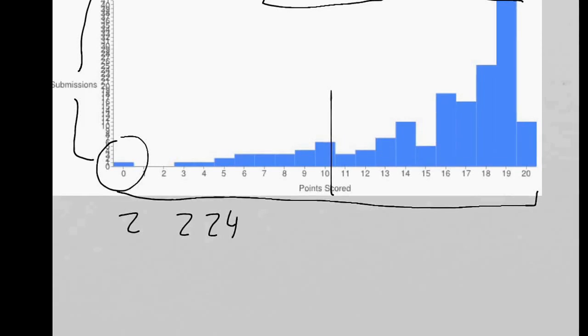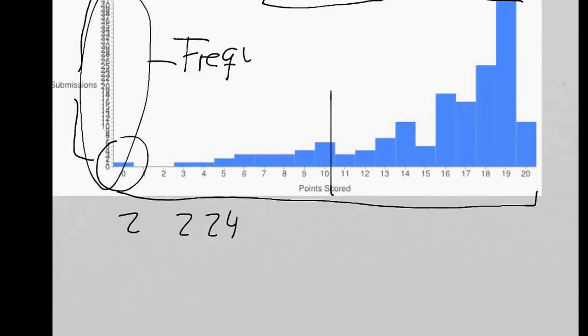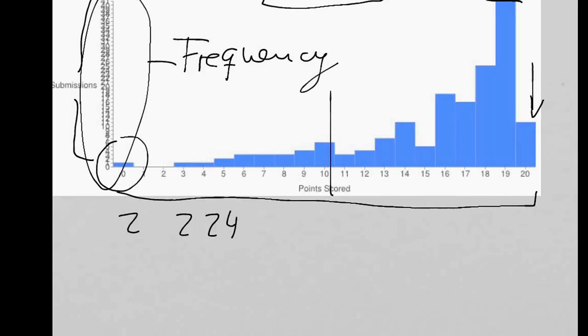And this number of submissions is actually called frequency. It basically tells me how often this grade was achieved. It's interesting, this guy here. Not many people, well, a decent number, but not too many people got all 20 right.